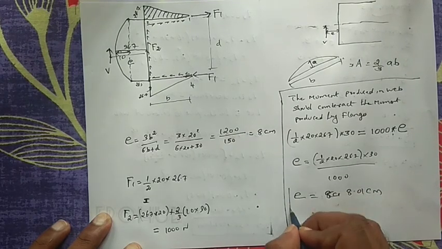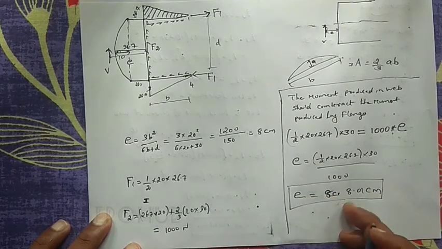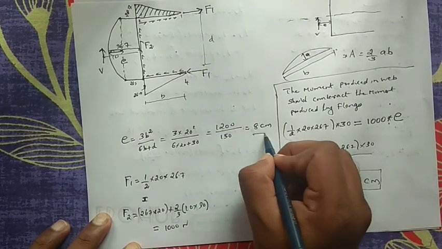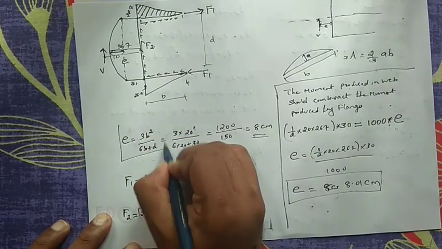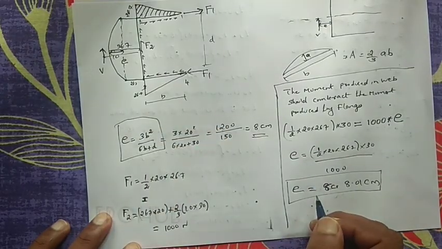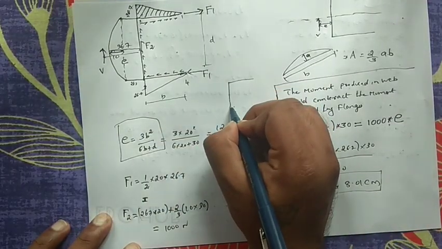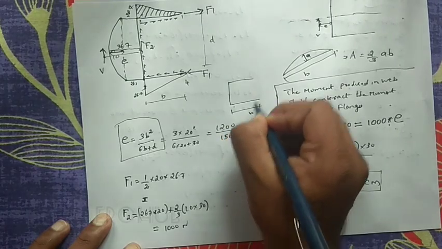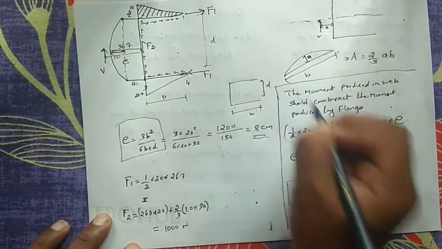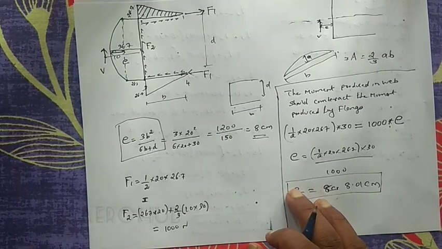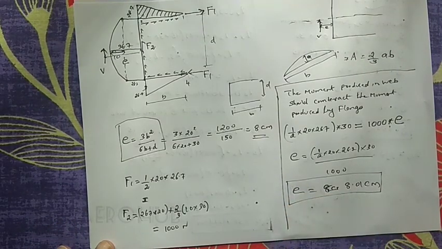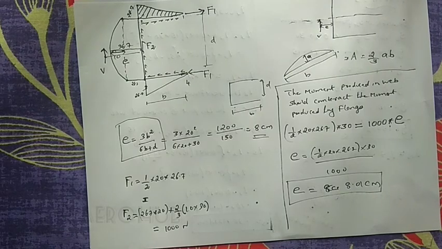This is somewhat exactly equal. It's 8 centimeter according to the general formula, where E is nothing but 3B square by 6B plus D, where this is the value of B and this is the height of the web, D. So we found out the value of E as 8 centimeter.